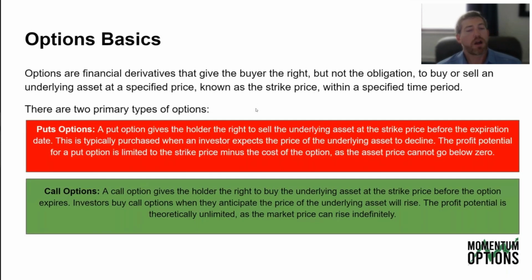So a little bit on options basics. Options, I mentioned, are financial derivatives. What this means is they're not actually assets. It's not actual ownership of the company you're investing in. It gives you the right to be a buyer of that company or the right to be a seller in that company. Not actually a buyer, not actually a seller, but the right to do that.